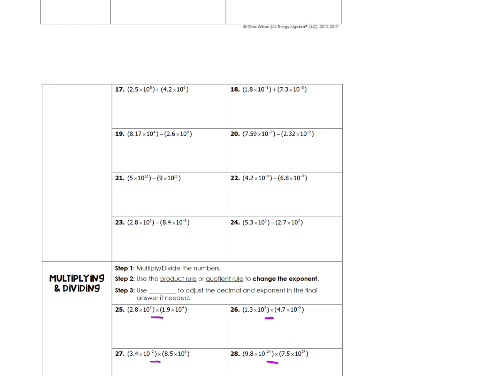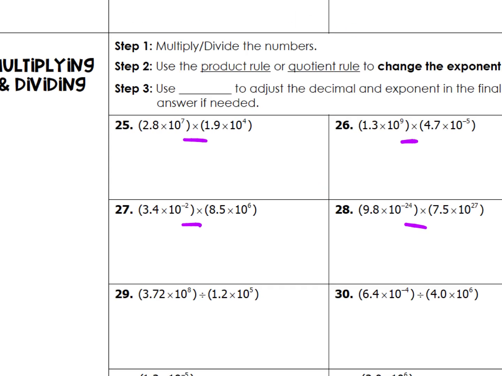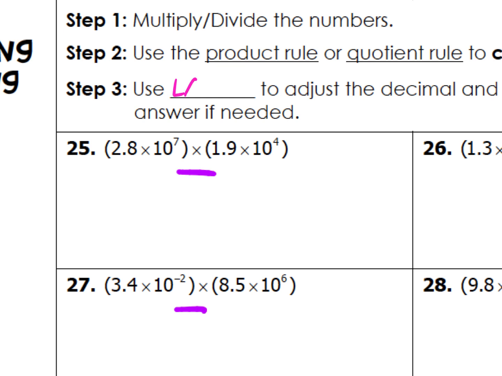Let's do 25. Okay, look at number 25. You can still use LARS. Okay? Left you add, right you subtract. This is all multiplication, and you're allowed to multiply different parts, right? So let's multiply in whatever order we want. Let's multiply this first. 2.8 times 1.9. And you may use your calculator for that. 2.8 times 1.9. You get 5.32.